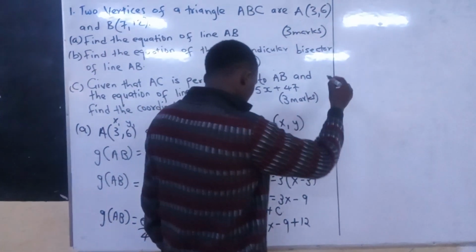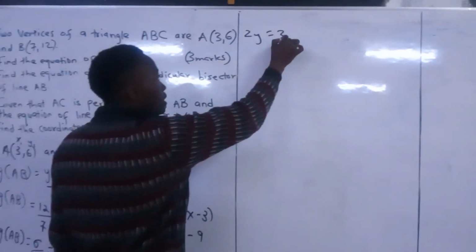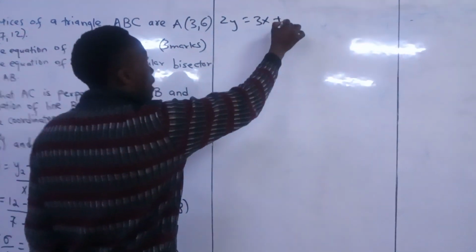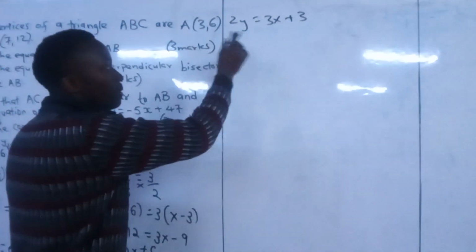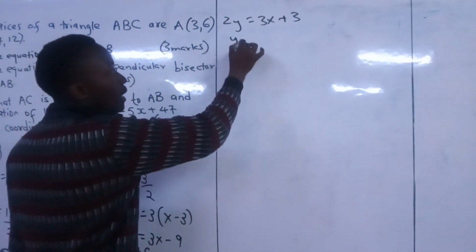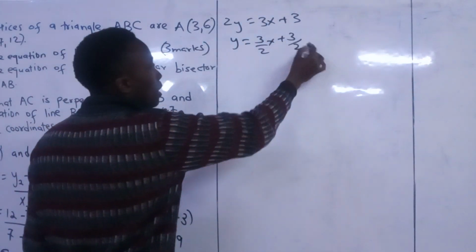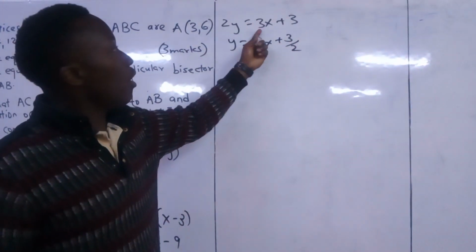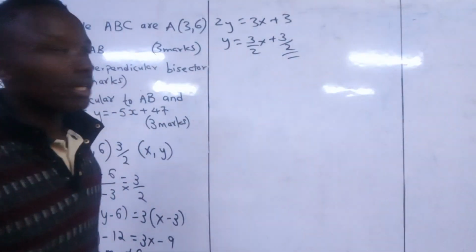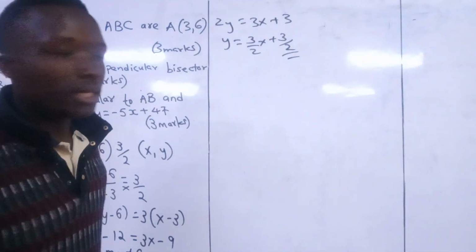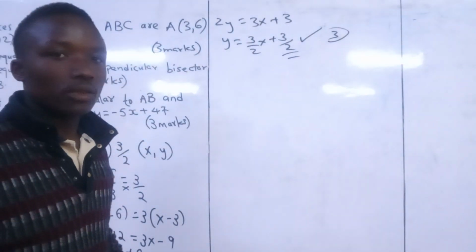So we can have 2y = 3x + 3. We can leave our equation like that, or we can simplify to make it y = 3/2 x + 3/2, by dividing all the terms by 2. By doing that, we have obtained the equation of the line AB. So you get your 3 marks. That is how we approach that question.